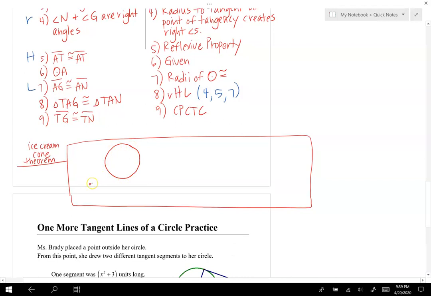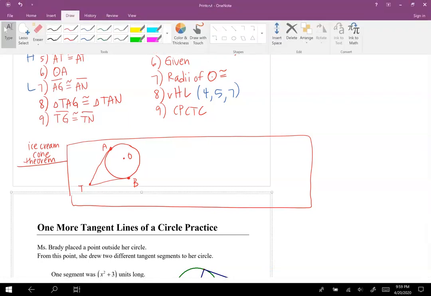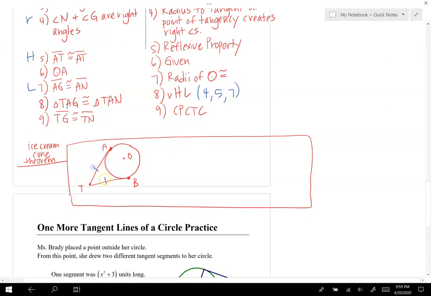So here you go. You have a circle. You have a point outside the circle, and you're going to draw your circle O. Two tangents from the same point on the outside. So what this proof tells us is if you start from the same point outside of the circle and draw two tangent lines to the same circle, they are congruent.